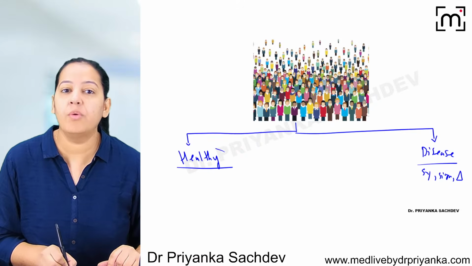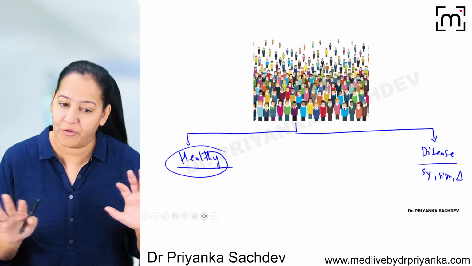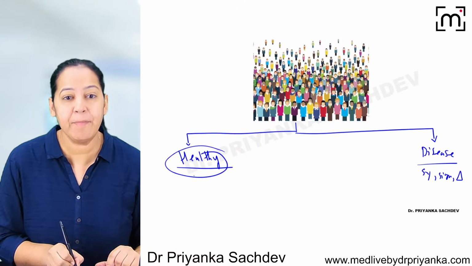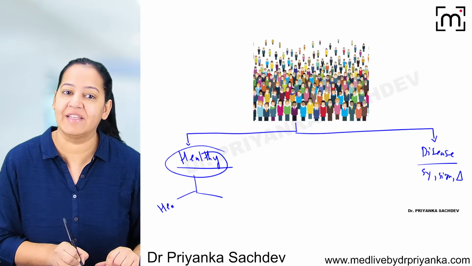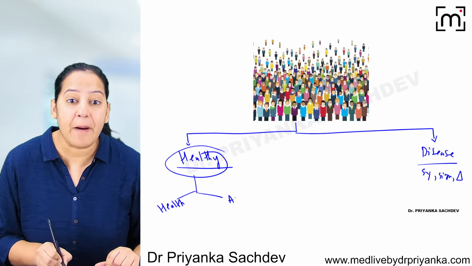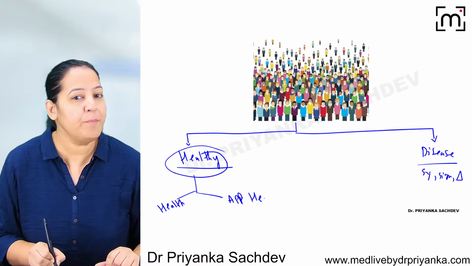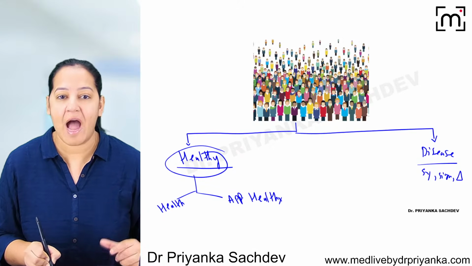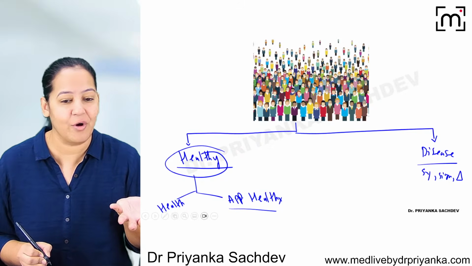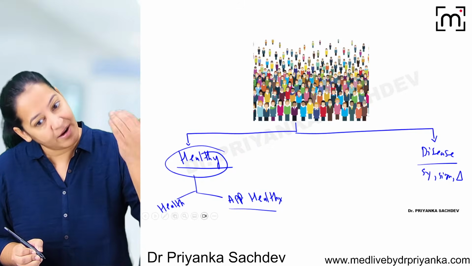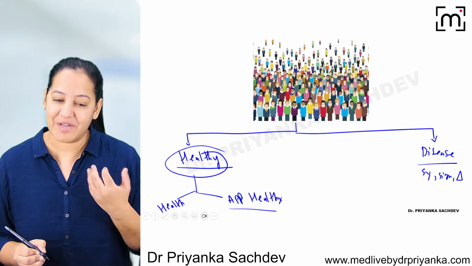Now, not all of the healthy people are actually healthy. Healthy people are also of two types. Some are really healthy, and some are apparently healthy. What do you mean by the term apparently healthy? Apparently healthy is a group of people who think they are healthy, but actually they are not. The disease has started inside them, but they do not have the symptoms.